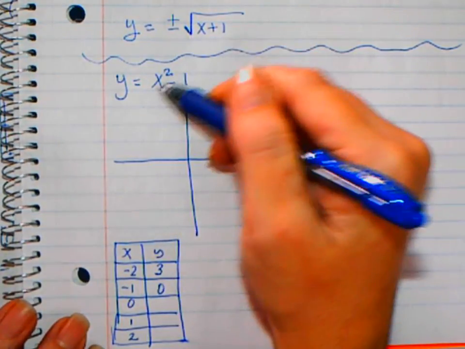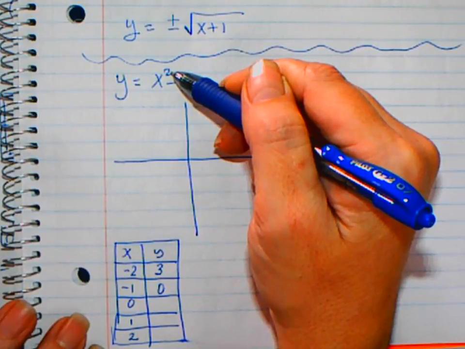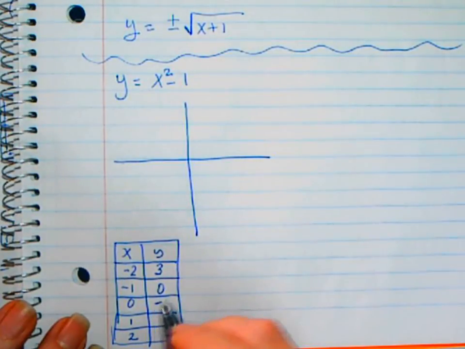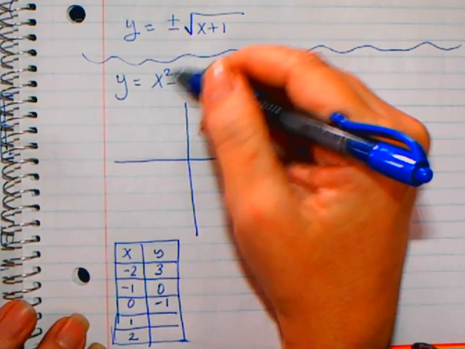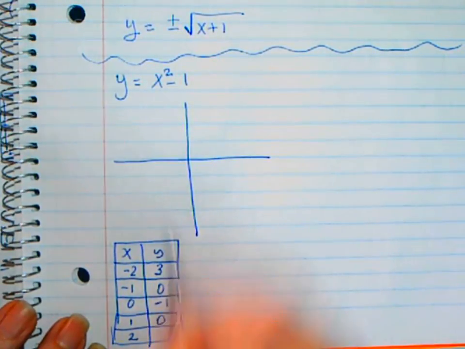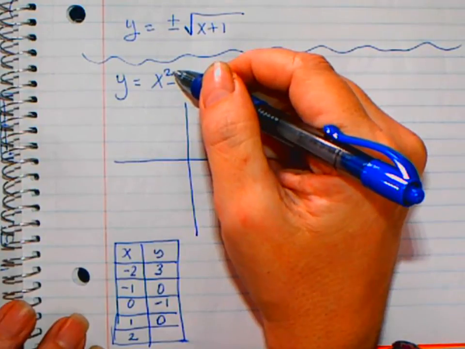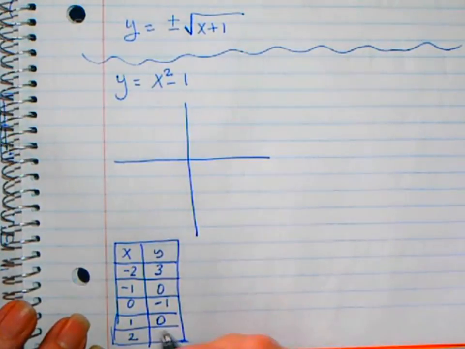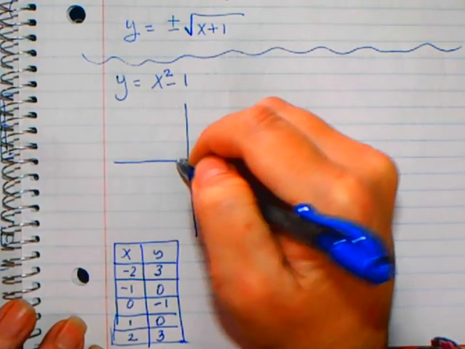Plug in a 0. 0 squared is? 0. And 0 minus 1 is? Negative 1. Plug in a 1. 1 squared is? 1. 1 minus 1 is? 0. Plug in a 2. 2 squared is? 4. 4 minus 1 is? 3. Okay, let's graph this.